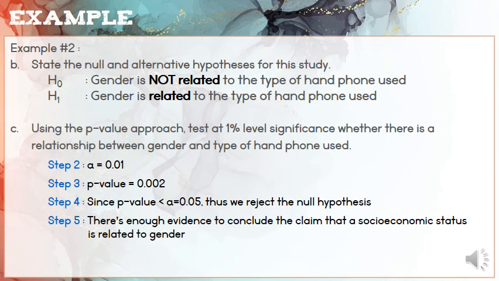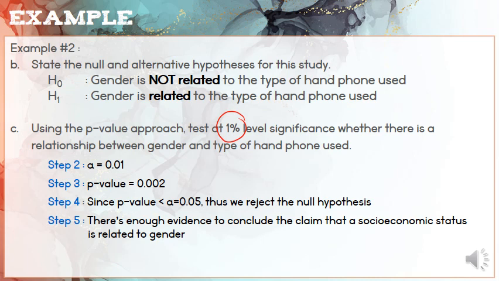State the null and alternative hypothesis. So in this example, the null hypothesis is gender is not related to the type of handphone used, and our alternative hypothesis will be gender is related to the type of handphone used. And using the p-value approach, test at 1% level of significance whether there is a relationship between gender and the type of handphone used. So we are using alpha 0.01. The p-value given in the output is 0.002. So since p-value 0.002 is less than alpha, thus we reject our null hypothesis and conclude that there is enough evidence to conclude the claim that there is a relationship between gender and the type of handphone used.